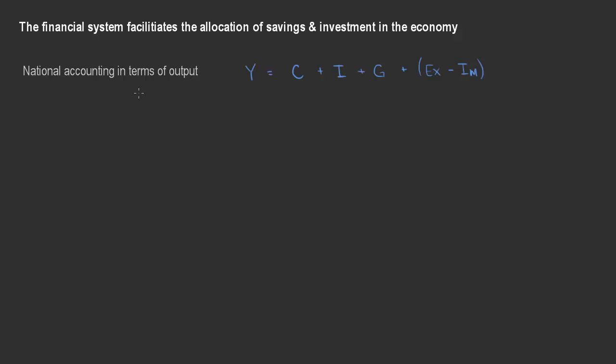The financial system facilitates the allocation of savings and investment in the economy. Savings will be denoted as an S, and investment, as we've discussed, as an I. What we want to consider here is national accounting in terms of output. We know that output is GDP, gross domestic product.